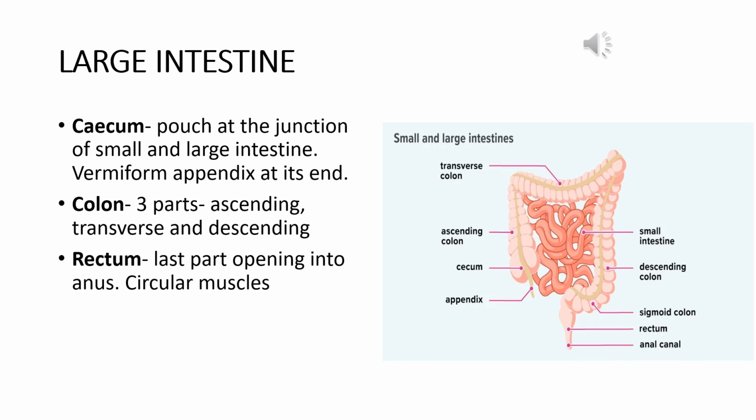The colon is the next part of the large intestine and it is the largest part of the large intestine. Colon has three parts: the ascending colon, which starts just after the cecum. Then there is the transverse colon and then there is the descending colon. And at the end part of the descending colon, it is called the sigmoid colon. And sigmoid colon ends into the rectum. Rectum is the last part opening into the anus. At the opening of the anus or anal canal, there are circular muscles present that help us to defecate whenever we want.